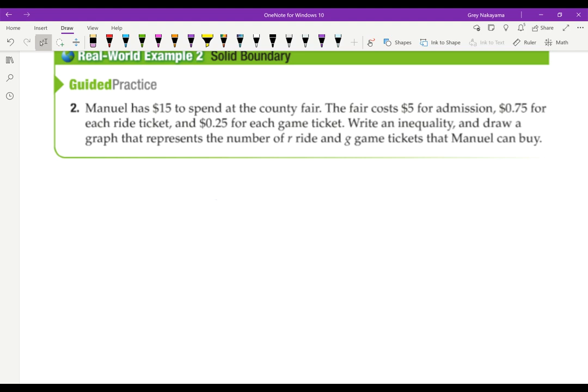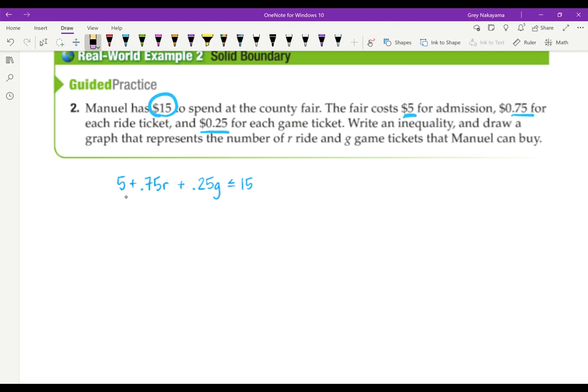can buy. So first off, I am figuring out that I have $5 to actually get into the fair, and then I'm going to have 75 cents for each ride ticket, 25 cents for each game ticket, and that has to be less than $15. So I know y'all are really good at this. So my equation is going to be the admission plus the ride tickets plus the game tickets has to be less than or equal to $15. So there's my inequality, but to graph it, I need to simplify that.